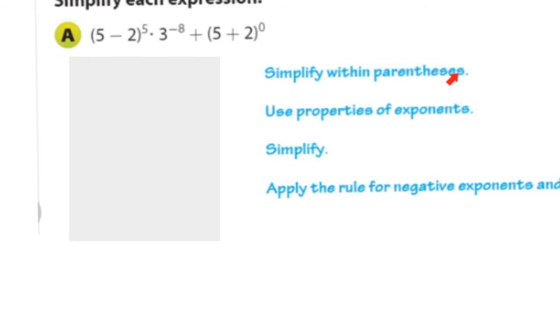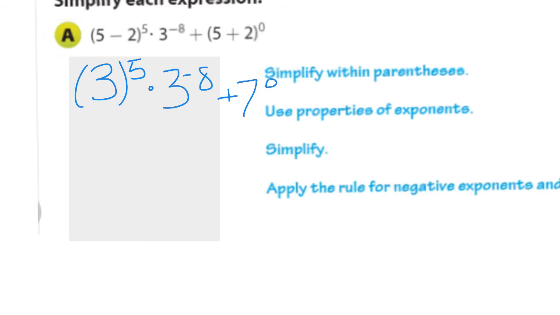Simplify within parentheses. So it looks like we have to simplify this, but using the order of operations. Parentheses come first, so let's do our parentheses. 5 take away 2 is 3, and that's still to the 5th power. We have 3 to the negative 8 plus 5 plus 2 is 7, and that power is 0.